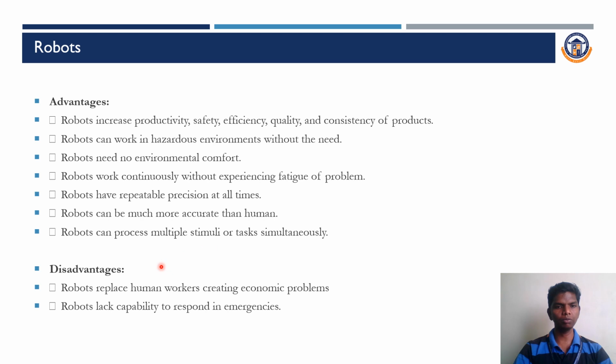A disadvantage of a robot is that it replaces human workers, creating economic problems. A robot lacks the capability to respond in emergencies. So these are the main advantages and disadvantages. Compared to the disadvantages, there are more advantages to using a robot.